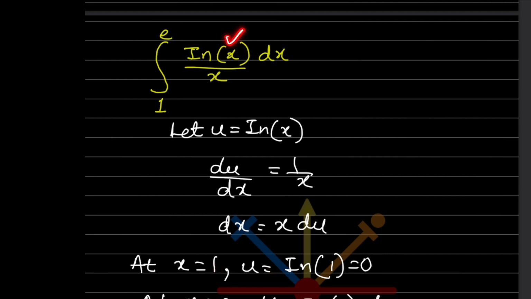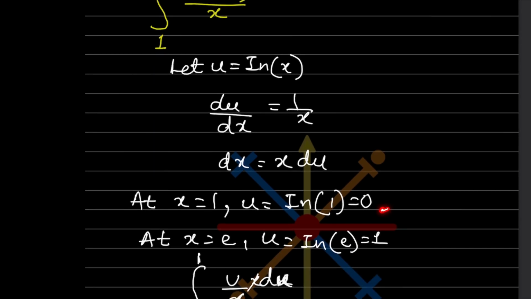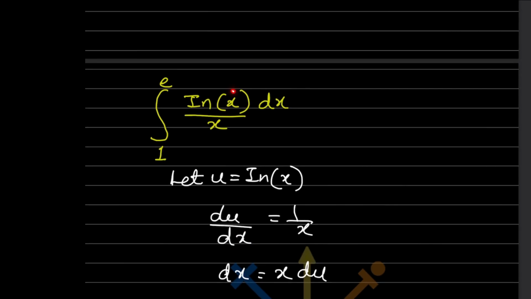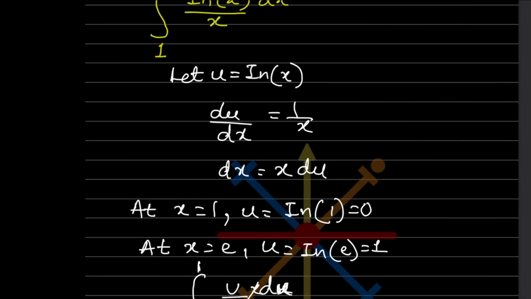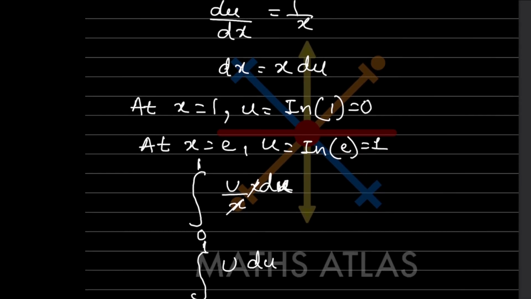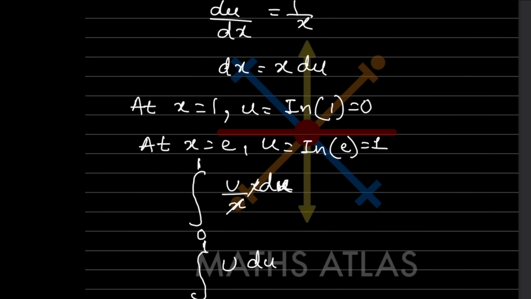Now for the limits, wherever you see x, you are going to put 1. So that is going to be ln 1, and ln 1 is going to be 0. So at x equal to e, when you put e in this place, ln e is going to be 1. So now we'll put these values over here. We got 0 and 1.